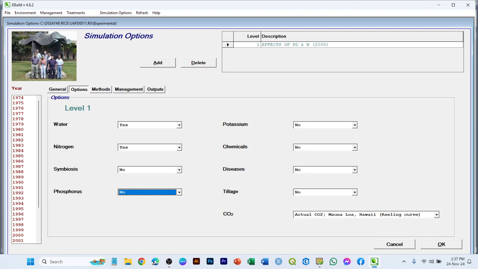So yeah, we must mention just the treatments here. Exactly. Phosphorus is the treatment here. Yeah, only nitrogen is the treatment. Exactly. I want to say this one. So if your experiments are according to different types of potassium, chemicals, diseases, you have to mention them. The model will simulate only for water and nitrogen, not for other parameters, because we don't need them.